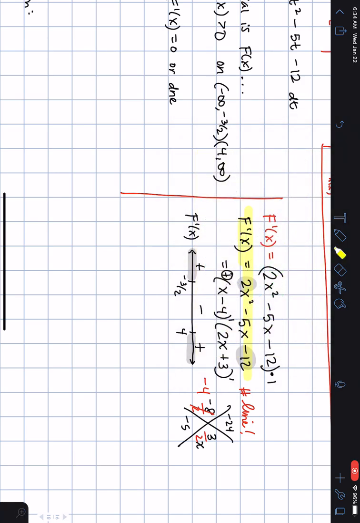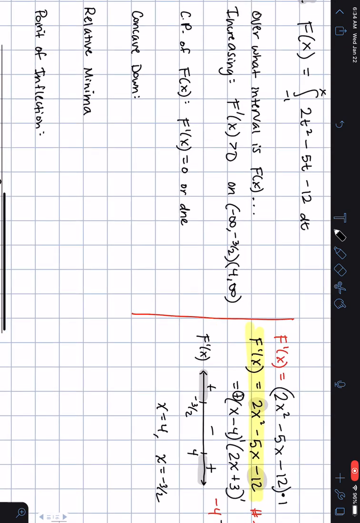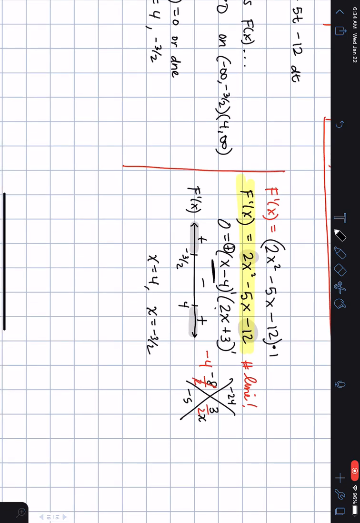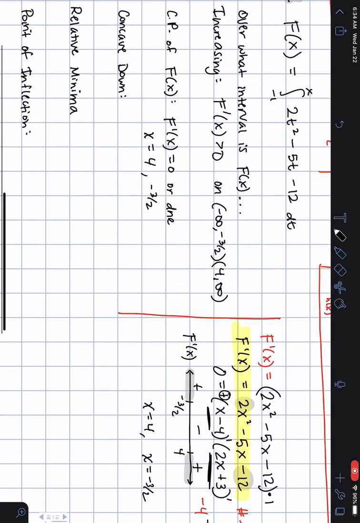So where is this guy equal to 0? Well, we got x equals 4 and x equals negative 3/2. Those are where, if I were to set this equal to 0, I would get those answers. And since this is a polynomial, in fact a parabola, polynomials will never have a point where the derivative does not exist. The slope exists everywhere. This graph is continuous.